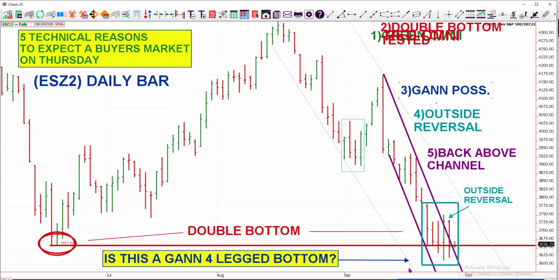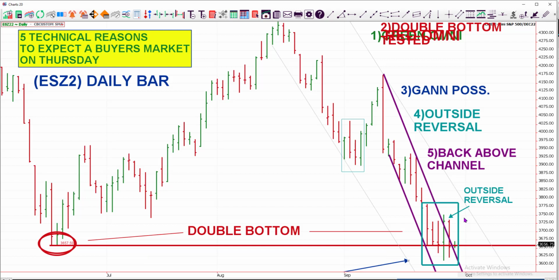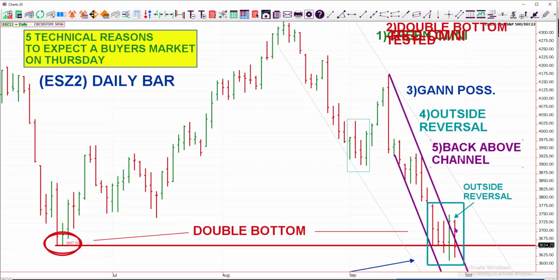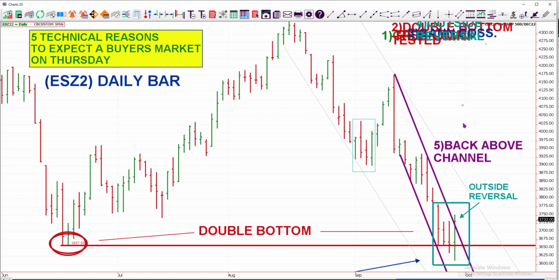Possible Gann 4-legged bottom. Well, now we have 5 legs here. It can't be a 4-legged bottom. That goes out the window. The outside reversal was an outside reversal. Didn't work. We were back above the channel on the green bar, right? So let's just get rid of tonight's little bar and Thursday's bar. And this is Wednesday's green bar. We were above the channel. We had 5 technical reasons. All of them have gone out the window since then.